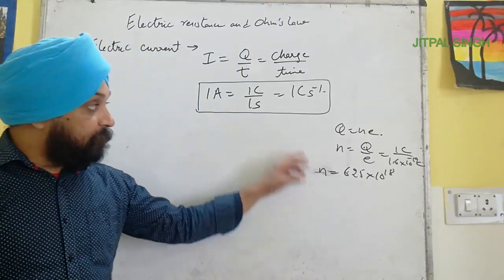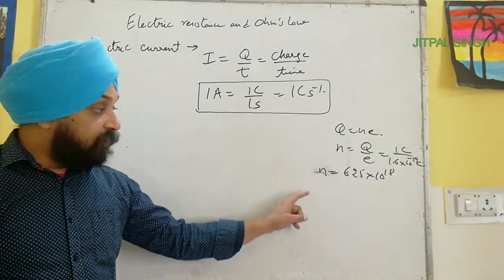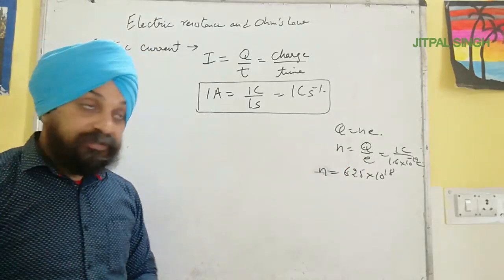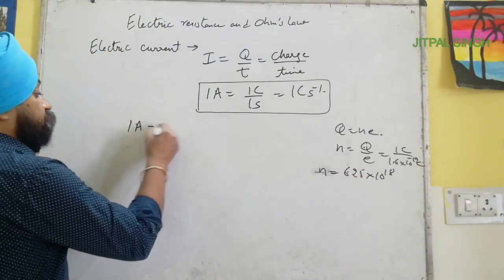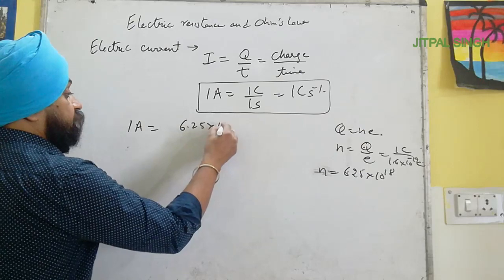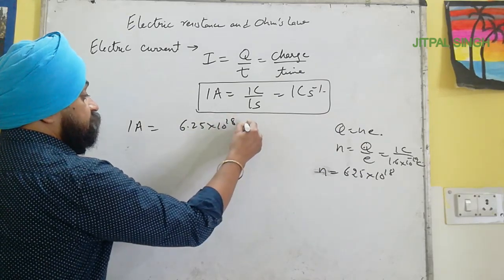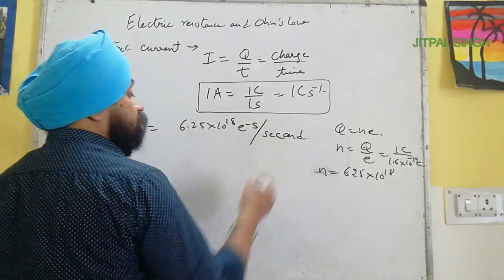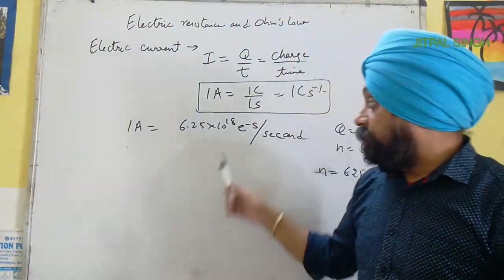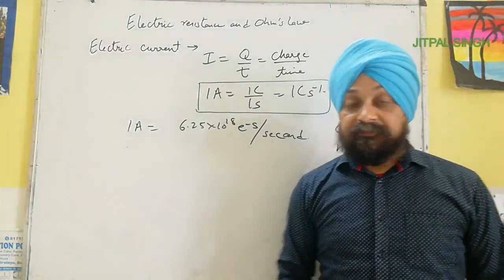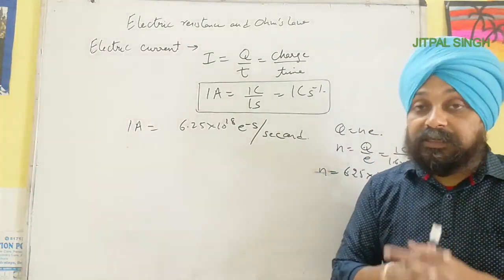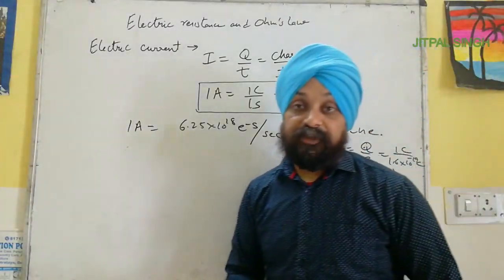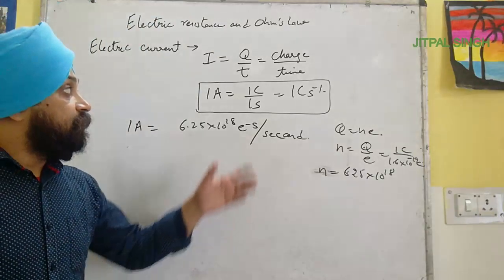So we can apply the definition of 1 ampere. We can make a definition of 1 ampere using the number of electrons as well. We can say 1 ampere also means 6.25 into 10 to the power 18 electrons flowing per second. So if this much number of electrons, it's not small, it's quite big, if this much number of electrons flows in 1 second, the current is said to be 1 ampere. I hope the definition of 1 ampere is clear to everyone.